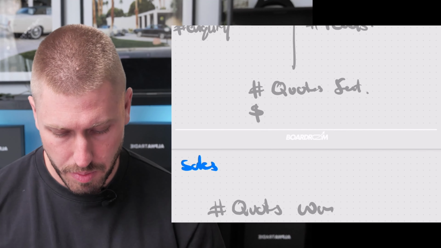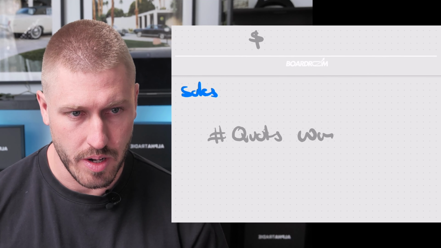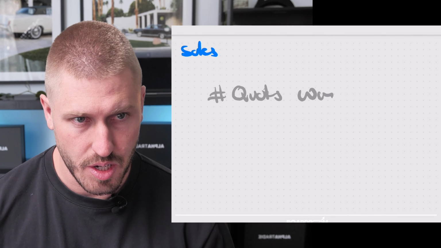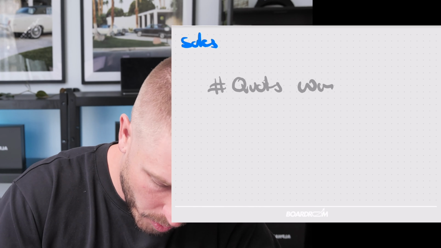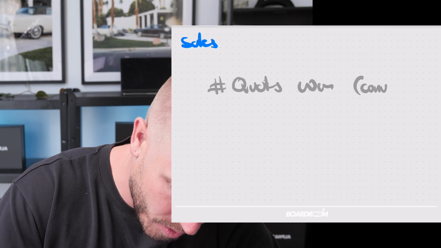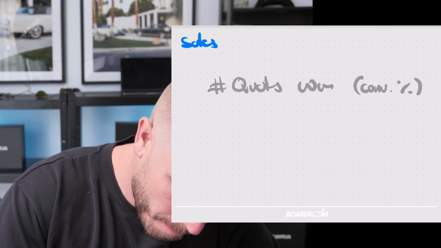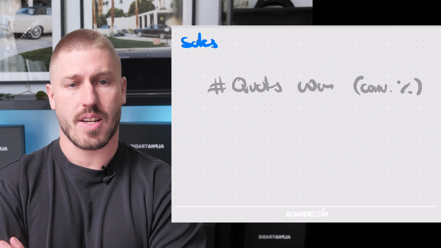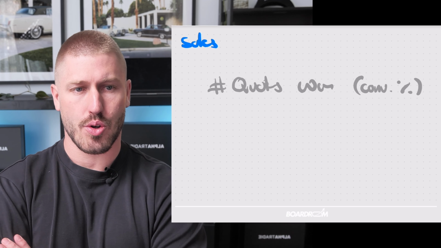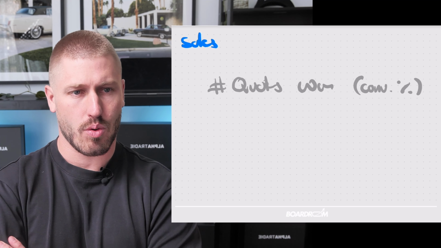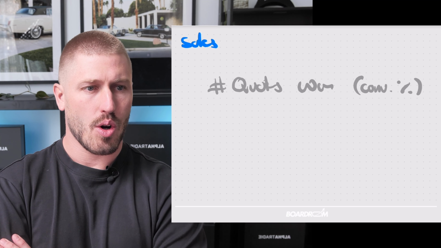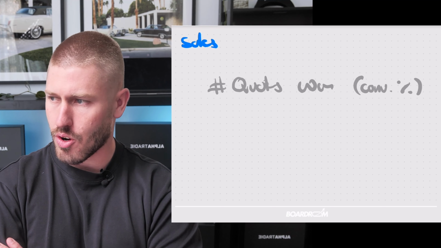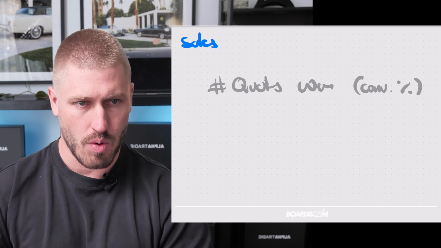Because if we go back before, we've got number of quotes sent. If we divide number of quotes won by number of quotes sent, we will actually get a conversion ratio. Fantastic. Two good points to track. We can choose whether we want to do a comparison of number of quotes sent versus number of quotes won, or if we want to track a conversion ratio. Either way will get us to where we need to go.